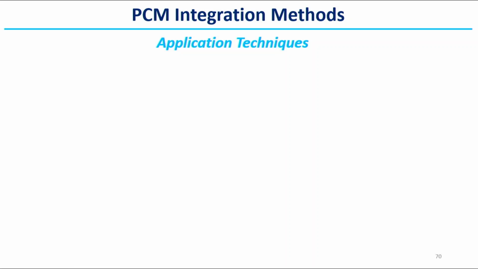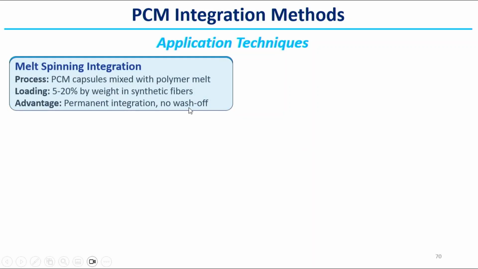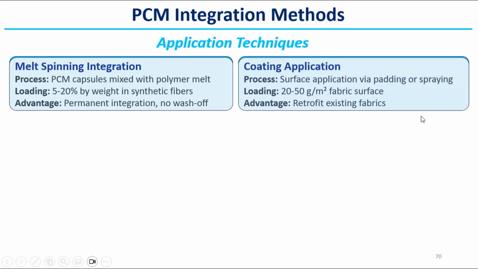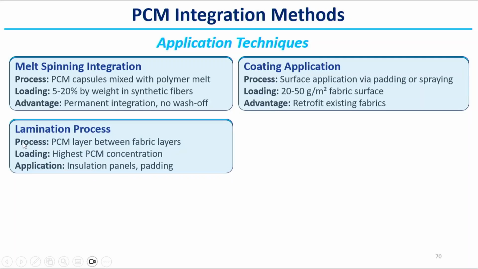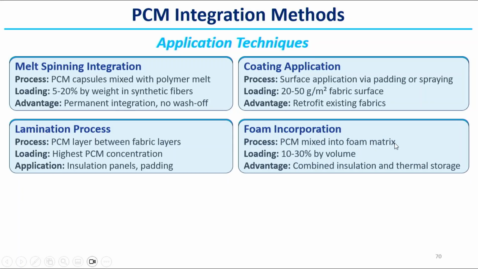And how to integrate this with the textile structure? By melt spinning integration, the PCM capsule is mixed with the polymer directly inside the polymer and then extruded. So, it is a permanent integration; it does not go off during washing. Coating application: surface application via padding, and lamination process, where it is laminated on the fabric. Highest PCM concentration can be achieved. Insulation panel, padding, and different applications, and foam incorporation. Through foam also PCM can be incorporated on the surface.